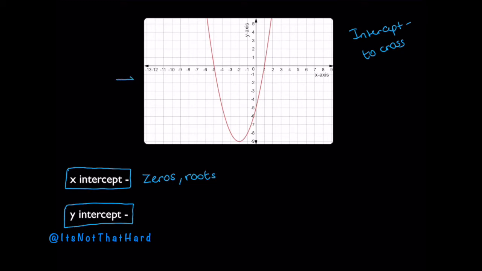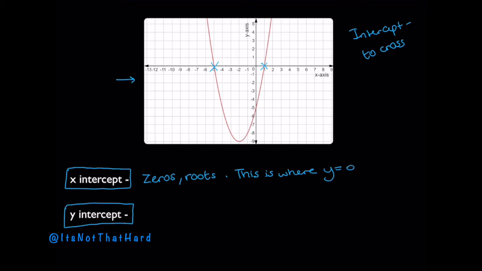If we look at this graph right here, the x-intercept is the place where your graph crosses the x-axis. So on our graph, that would be here, and it would also be here. So these two places would be considered the x-intercept. A quick way to find the x-intercept, if you have a polynomial equation, is this is where your y is equal to 0.